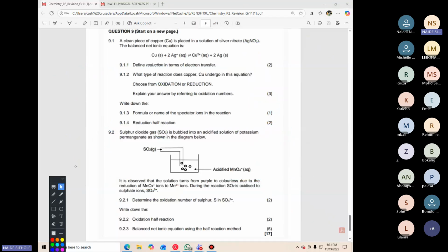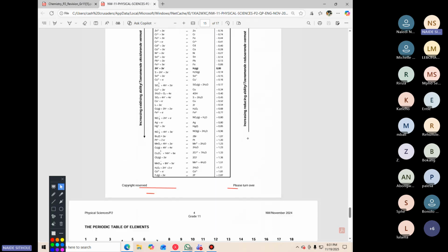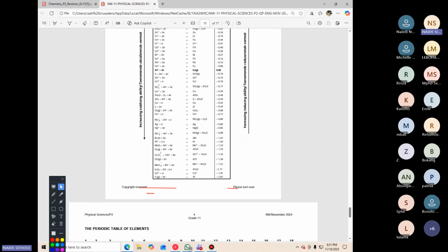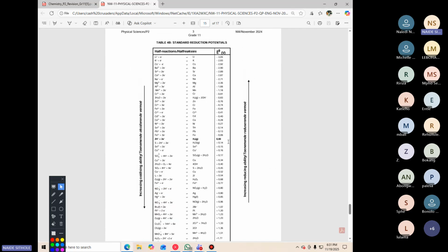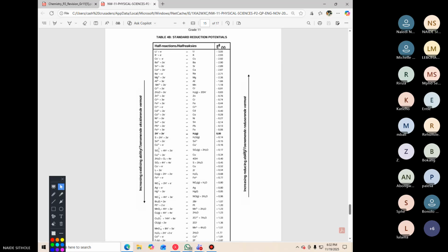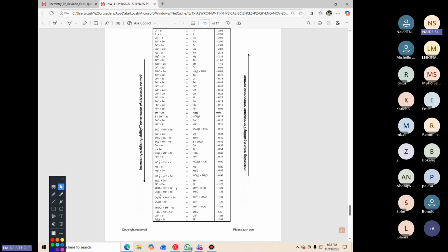And then remember, with the half reactions, MnO4 minus to Mn2 plus, SO2 to SO4 2 minus. You must make sure that you select the ones that correspond to that. You don't just pick and choose anything. It has to be what is shown there. So, okay, where do we have MnO4 turning to Mn2 plus? There we go. So that means it will be this one.